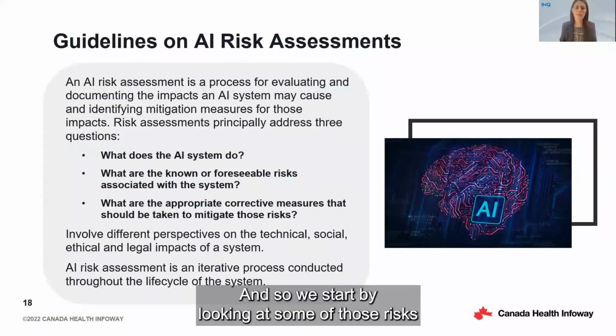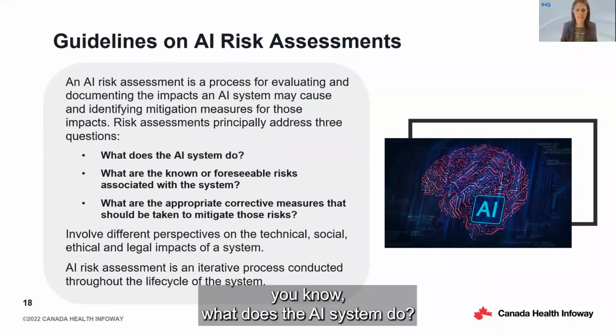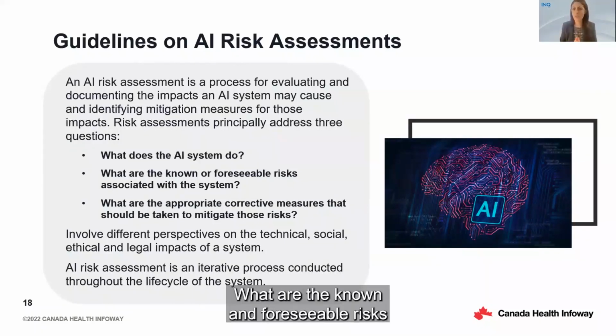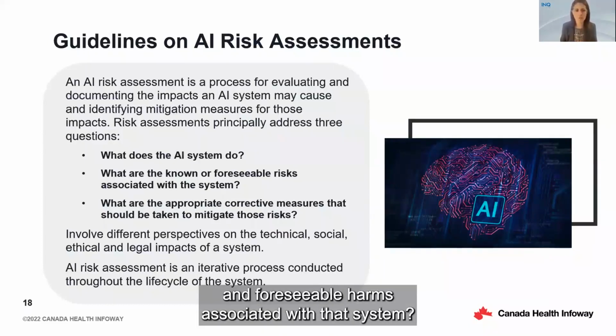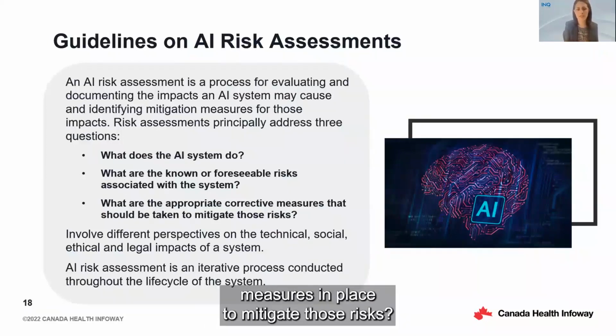And so we start by looking at some of those risks to see, just as a baseline, what does the AI system do? What are the known and foreseeable risks and foreseeable harms associated with that system? And then what are some of the appropriate measures in place to mitigate those risks?